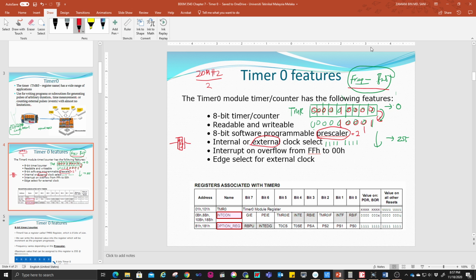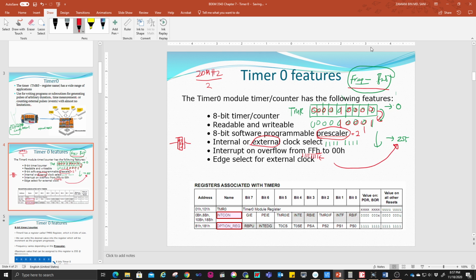Okay, so the interrupt happens, and this is the definition. The interrupt happens on overflow from FFH, which is a hex number, to 00H, which means you have to convert this to binary. This is going to be 1111 1111. So this is the maximum number it counts.